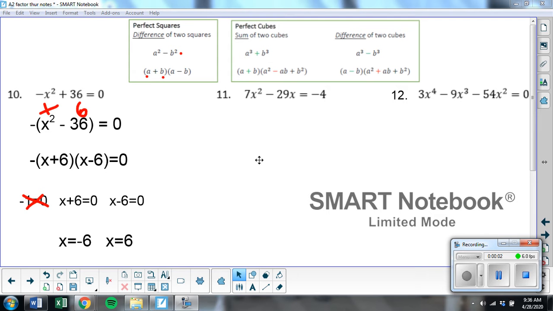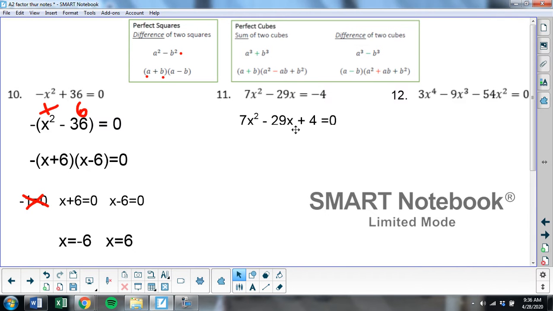All right, we're on Thursday's notes, part 2. We have 2 questions left, 11 and 12. So let's look at 11. This 4 is a problem. We want to move that 4 over so that we have 0 on one side. So go ahead and start the problem by adding 4 to both sides.